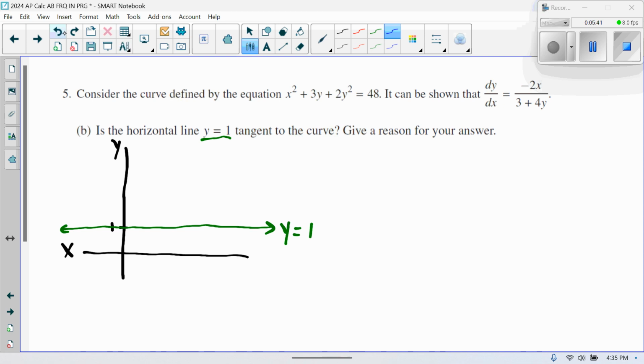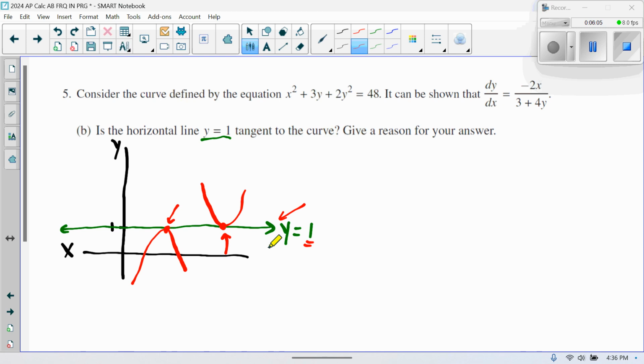So in order for this line y equals 1 to be a tangent, it would have to touch at a max point, or maybe it would have to touch at a min point. This y value of 1 would have to be the y coordinate, either here or here, of the critical value. All right, does that make sense?